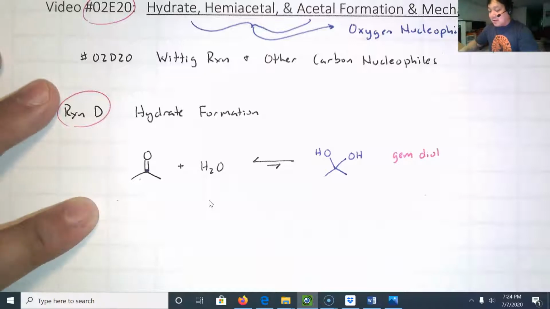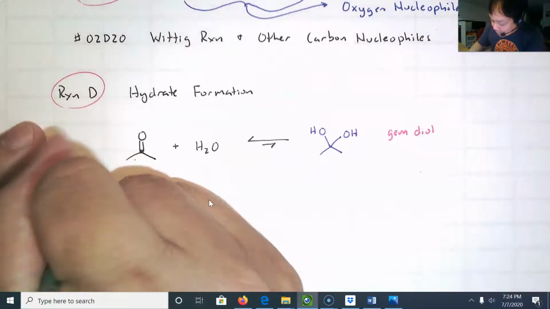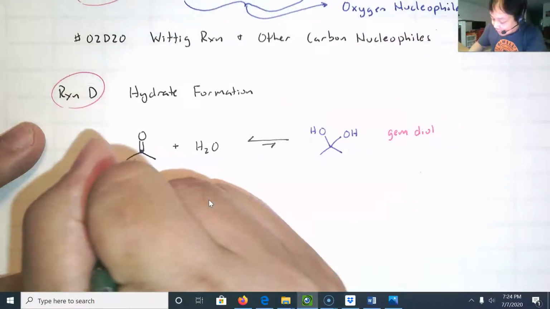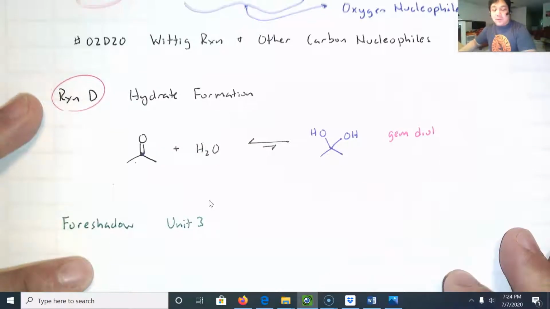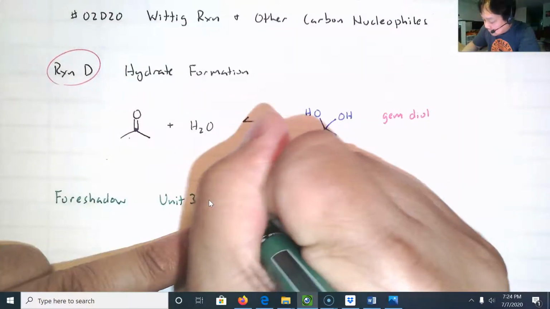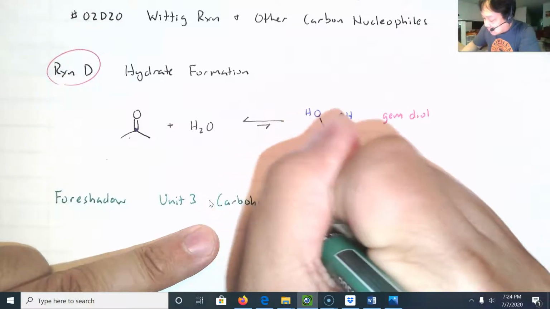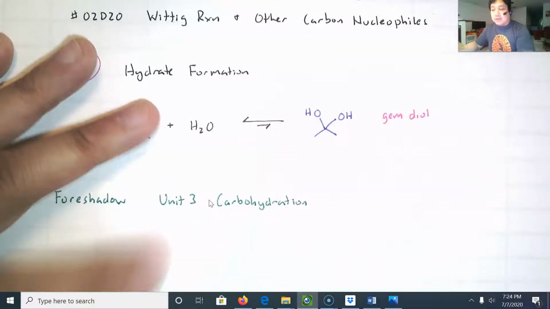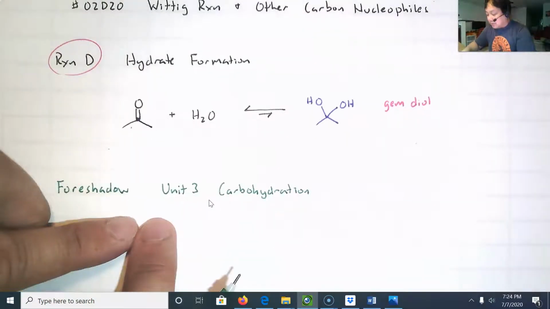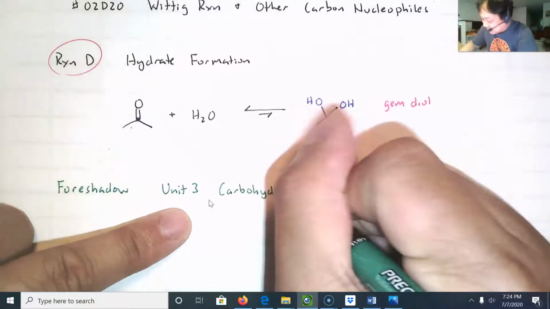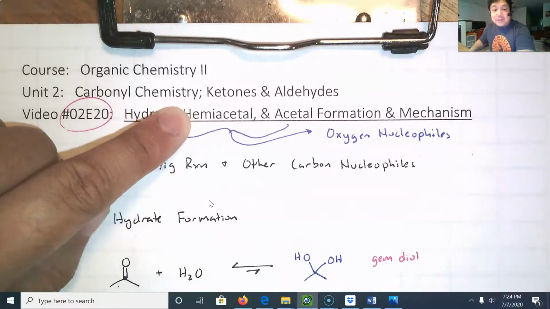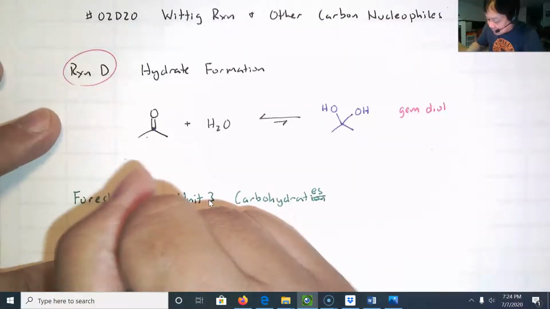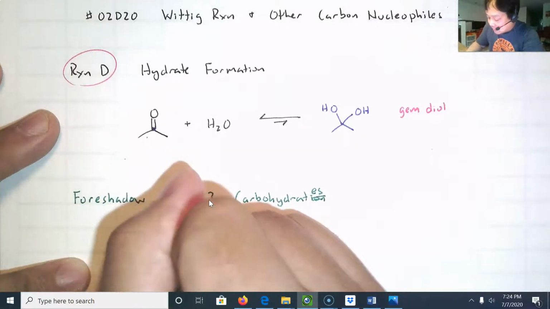Now, before we look at hemiacetal and acetal formation, I do want to foreshadow what we're going to see in Unit 3. Unit 3, we're going to talk about carbohydrates. And the reactions that we are going to learn about in this video are going to be very important to remember when we do get to carbohydrates. Because the hemiacetal reaction, that actually is a reaction that acyclic glucose undergoes to make cyclic glucose.